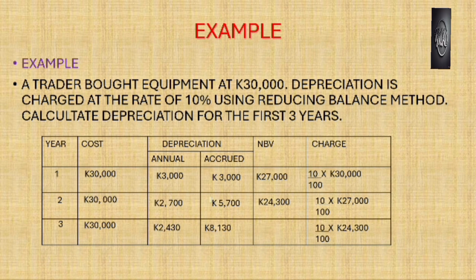Alternatively, you can say the accrued depreciation. This combines all your annual depreciation. The accrued depreciation 5,700 plus 2,430. This one gives us 8,130.